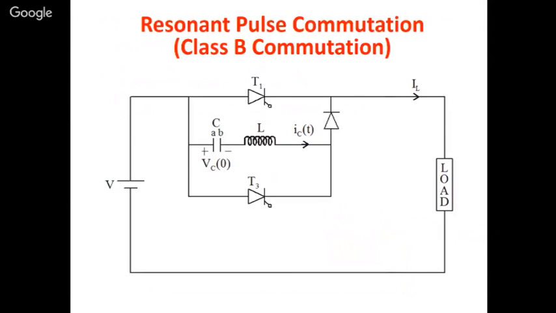Okay, and we have resonant pulse commutation, resonance pulse. Do you require this, or can I skip it and go? Like, this is simple things.